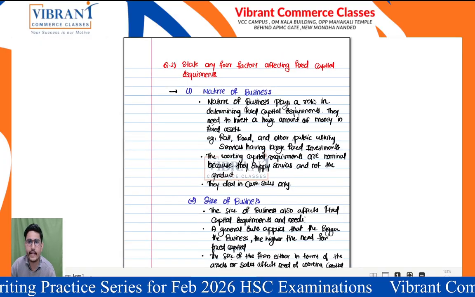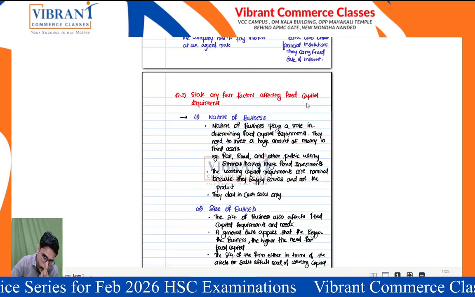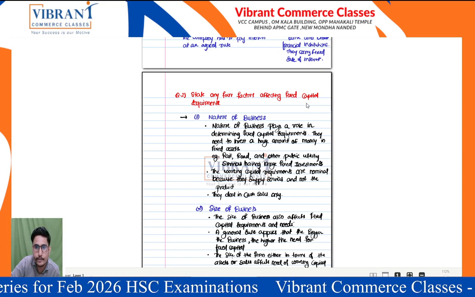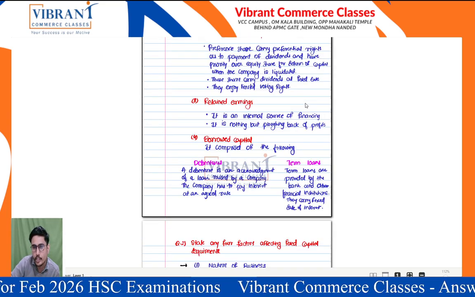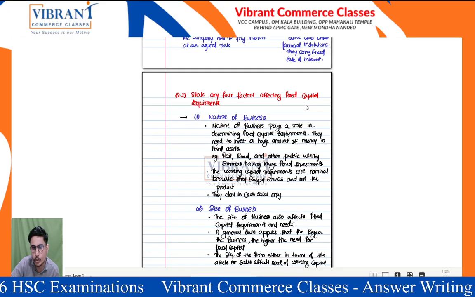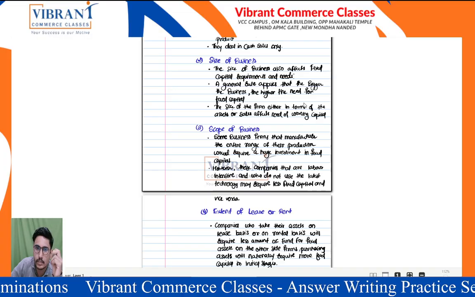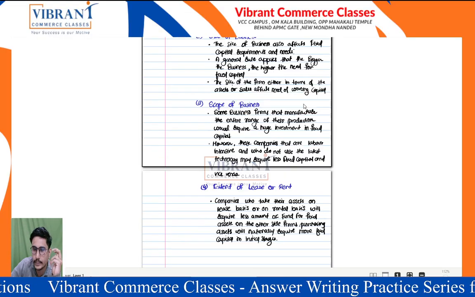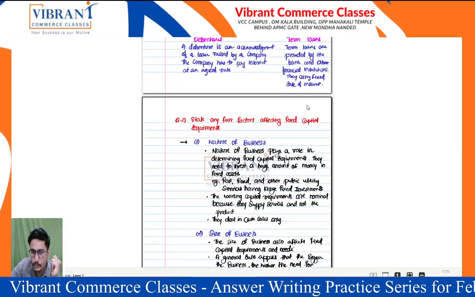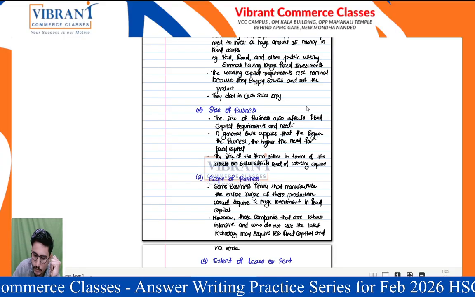So looking at the factors affecting fixed capital, the first is nature of business. As being asked, write any 4 factors. In your examination it may be asked in brief, so go thoroughly. First is nature of business, second size of business, third scope of business, and fourth extent of lease or rent. So this was your second question. Please write the third question.